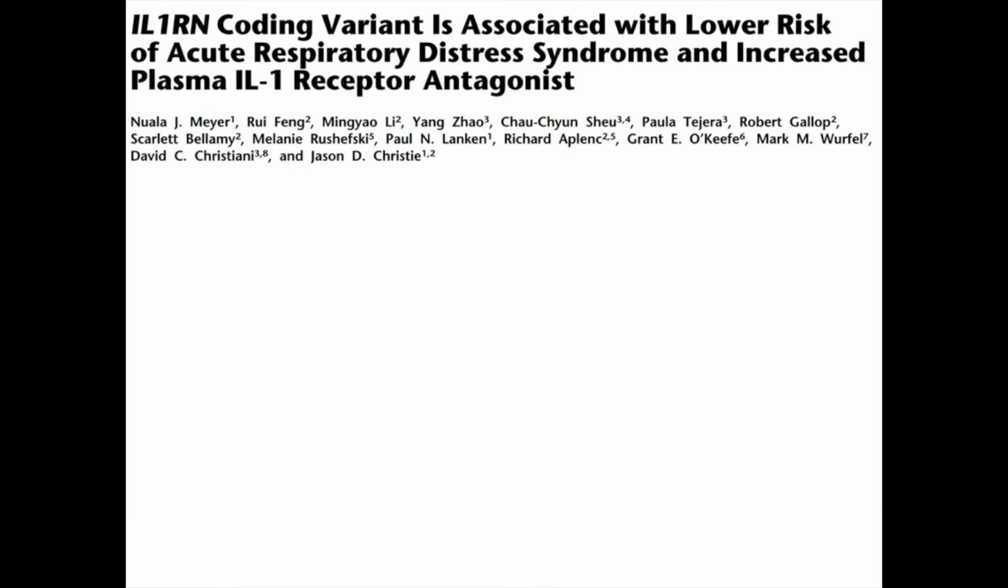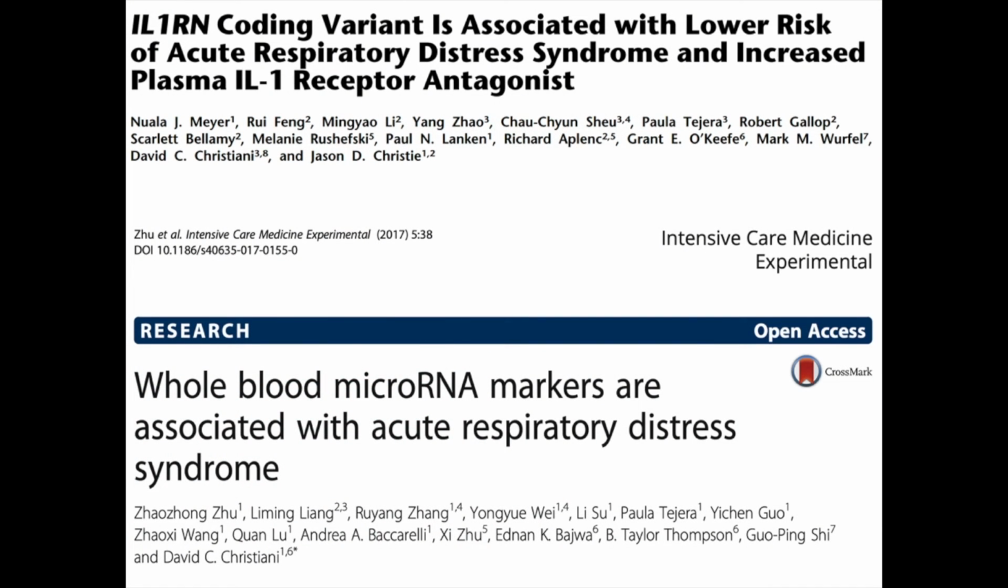Now let's see what genomics work has been done till now. Basically, there are just 2 trials. The first one looks into the interleukin 1 receptor antagonist and the lower risk of ARDS in patients who have an increased IL-1 receptor antagonist. The other is the microRNA markers which are associated with ARDS. So these are basically just 2 studies and they are still in their infancy. So right now genomics is not really coming into the clinical picture of clinical research. It is still on the bench.